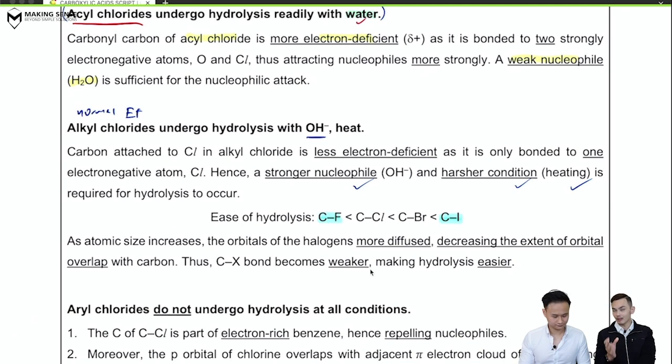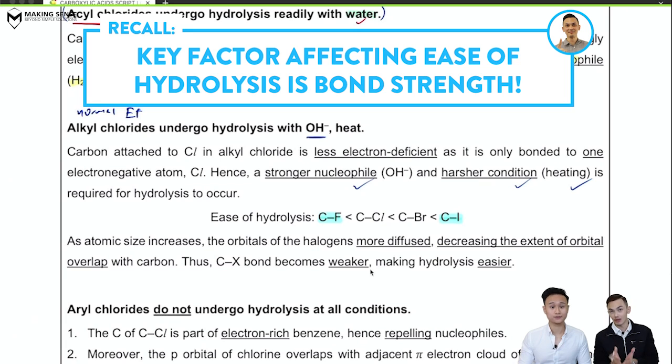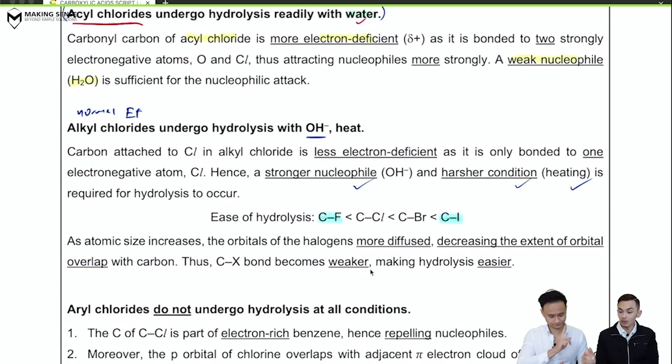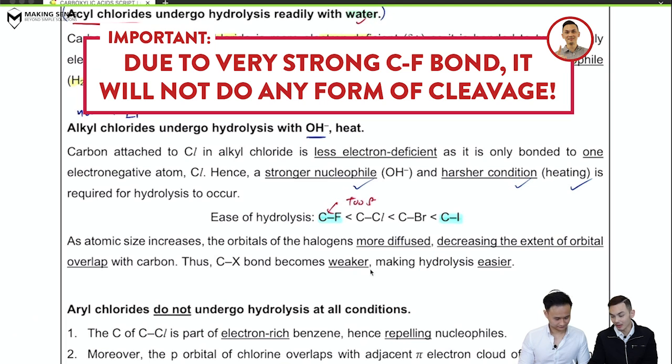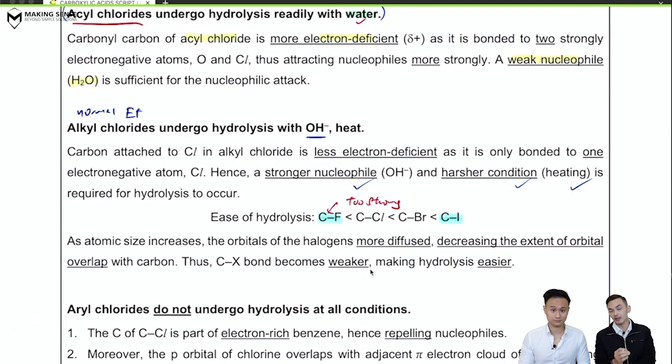The key factor will be the bond energy and the bond strength. So do remember, C-F bonds are way too strong. You're not able to do any sort of cleavage on the C-F bonds, so generally alkyl fluorides are not reactive. But if you look at C-I, this is the weakest bond, and therefore it will be the easiest to break, and that's why the reaction will go the fastest. But the key thing is you're going to require someone that's charged in order to react with an alkyl chloride.